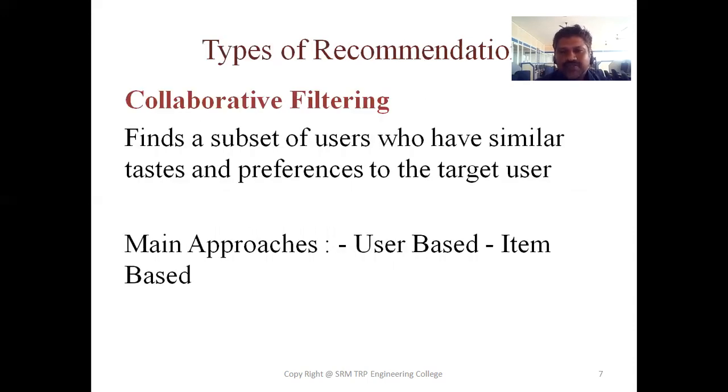Types of recommender system. Okay, here we have three different types of recommender system. The first one, collaborative filtering, the second one, content-based filtering, and the third one, hybrid filtering.